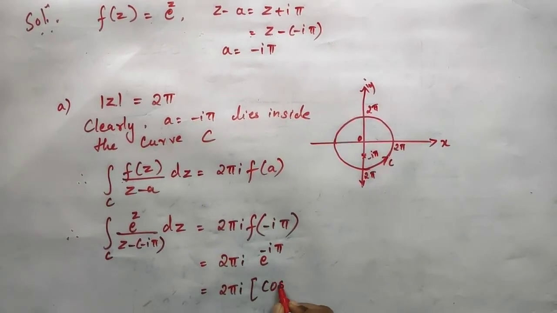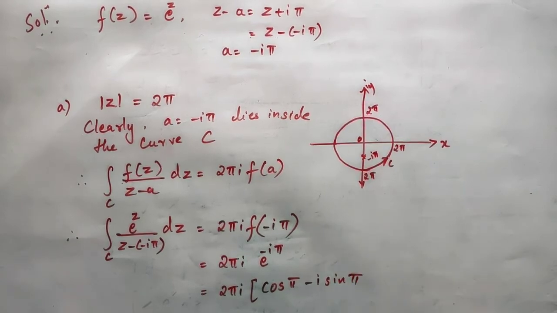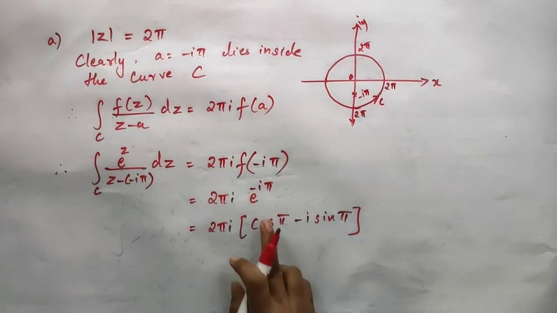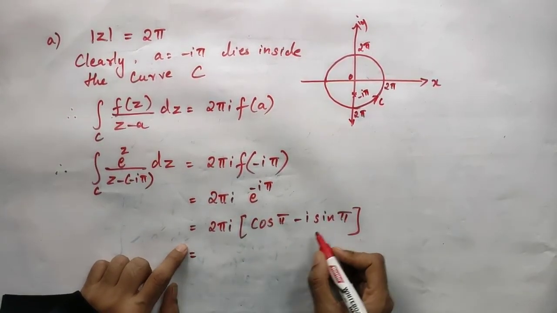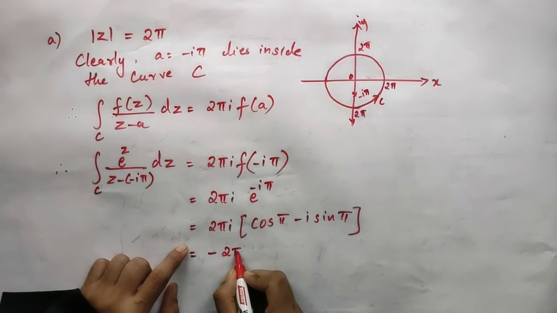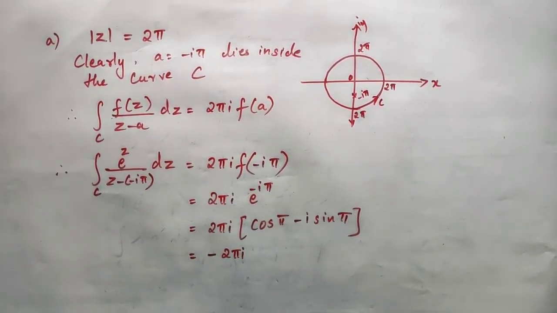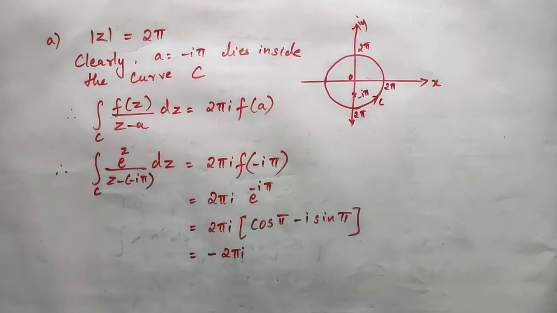It is cos pi minus I sin pi. Yes, cos pi minus I sin pi. E to the power minus I pi is this. So cos pi is minus 1, sin pi is 0. So it will be minus 2 pi I. This is the solution for the first part, part A, along this curve. Okay, now let us work for the second curve.